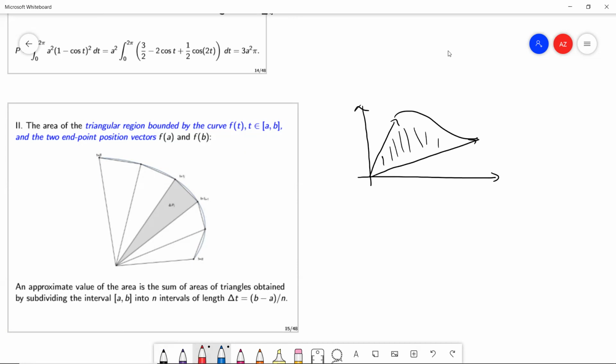And the idea is, again, to divide this arc into many pieces, as when we were deriving the formula for the arc length, also for the area under this arc. What we do is divide this arc into many points, and then we divide this area into triangles.